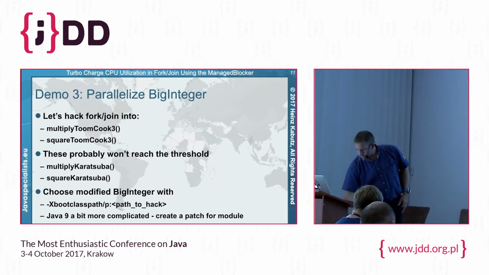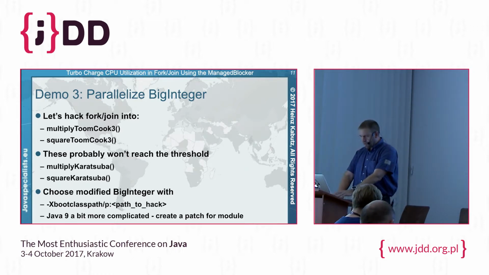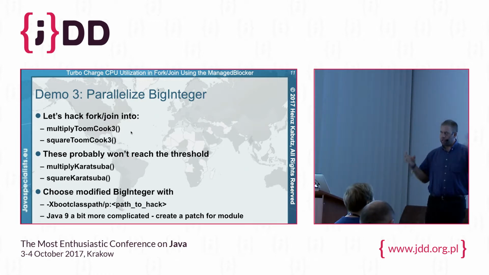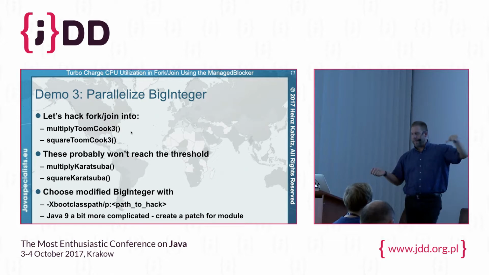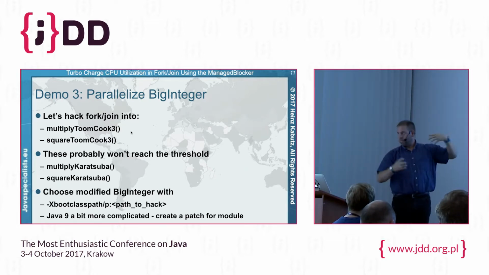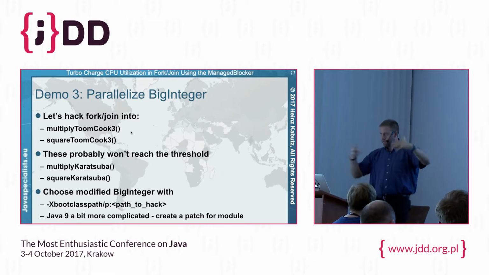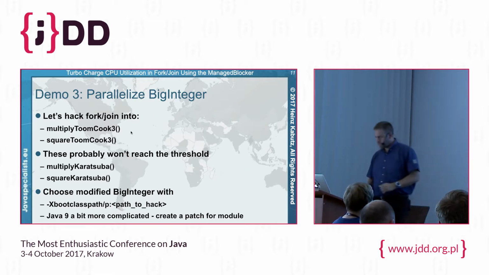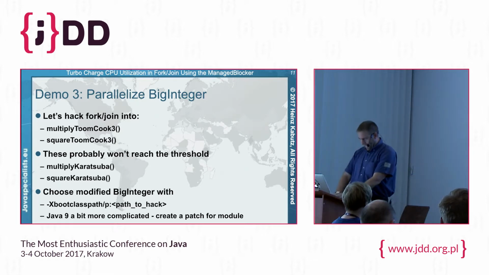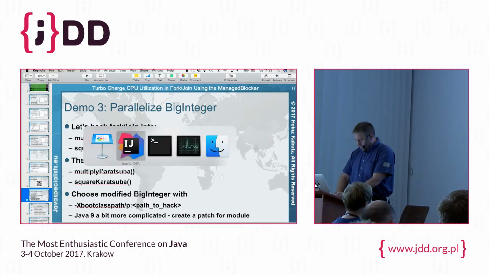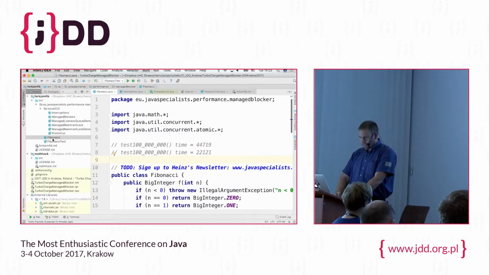You just need to know that it is possible in Java 9. So what we're going to do is only change Toom-Cook. You could also change the Karatsuba, but we want to parallelize the very big numbers. With parallelism, you always have a threshold beyond which it doesn't make sense to parallelize further. So here we've got our multiply Toom-Cook, and we're going to change that, and here's how we're going to do it.